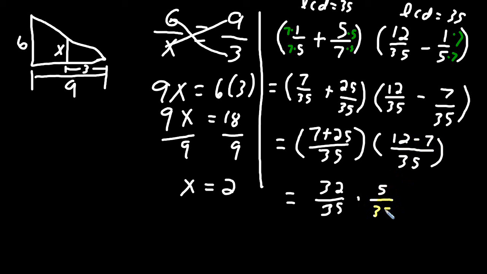Okay, we could simplify that 5 over 35. I can divide that by 5, and I can divide that by 5. And if I multiply the numerators, that would be 32. If I multiply denominators, let's see, 7 times 35 would be 245.